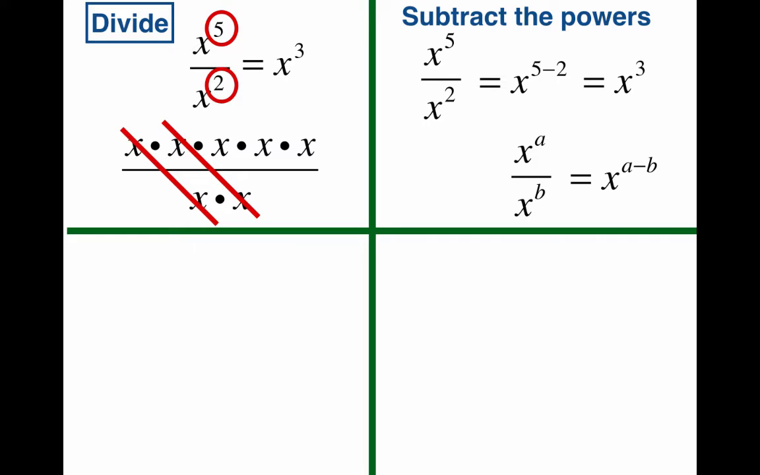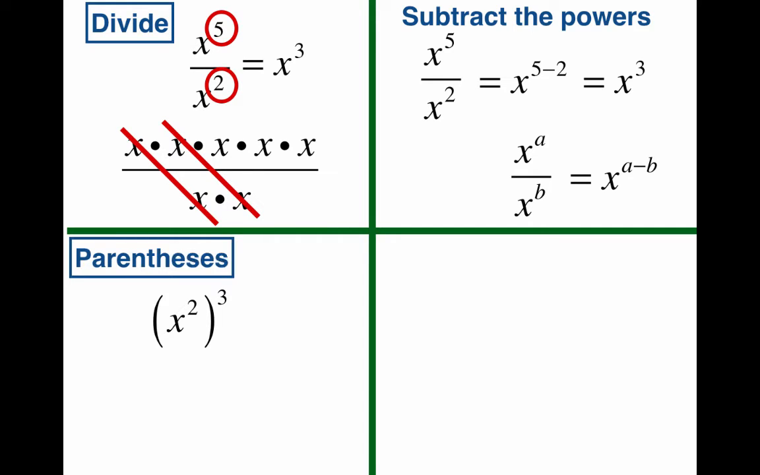So I'm going to move this table up. The next one looks like this, a parenthesis problem. X squared in a parenthesis to the 3rd power. I'm going to write parentheses. So with parentheses, we still can expand and break this out. If it's to the 3rd power, it means there's 3 of them.